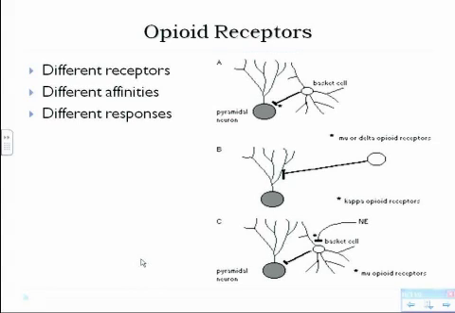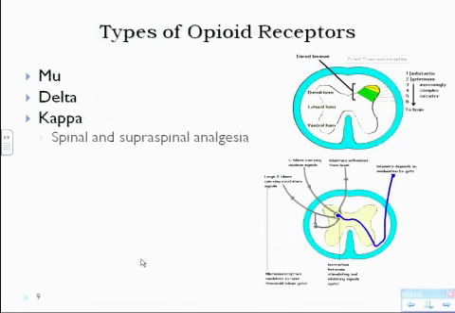The mu and delta receptors can affect pre- and postsynaptic receptors. The kappa tends to be a presynaptic inhibitor. So there's different receptors that do different things. Now there's basically three types of opiate receptors that we tend to talk about. There's mu, delta, and kappa. And then mu is broken down into mu1 and mu2.